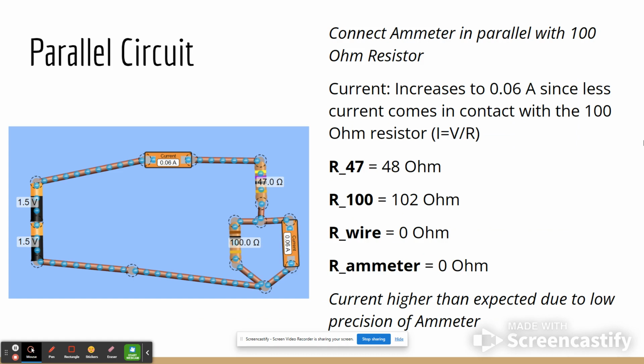For the next circuit, a parallel circuit, which connects an ammeter in parallel with a 100 ohm resistor, the current increases from 0.06 amps since less current comes in contact with the 100 ohm resistor, which is again just I equal to V divided by R. R 47 ohms is equal to 48 ohms, R 100 ohms is equal to 102 ohms, R wire is equal to 0 ohms, and R ammeter is equal to 0 as well. For this, the current is higher than expected due to the low precision of the ammeter.